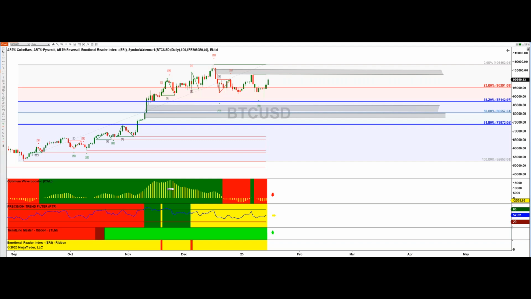All right, so the first generation book came out in 2008, so quite a long time ago. We've developed the OWL, PTF, TLM, and ERI indicators along with our scanners really since that first book. And in the first book, we had primarily just the ART trading, that's the triangular approach, pyramid trading points. So there's a lot of software that's going to be in the new book that wasn't in the previous book, obviously.